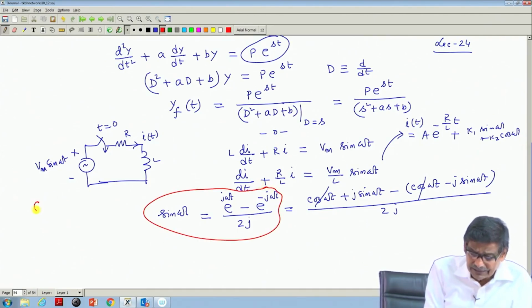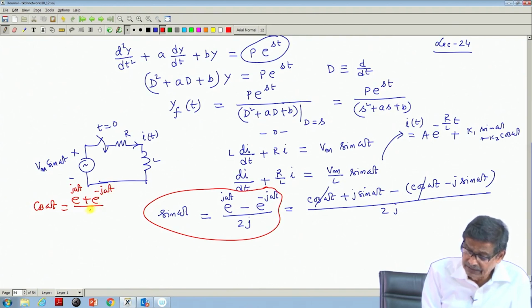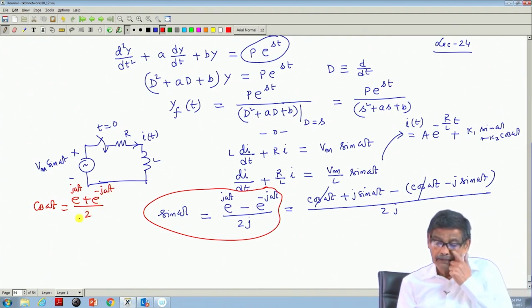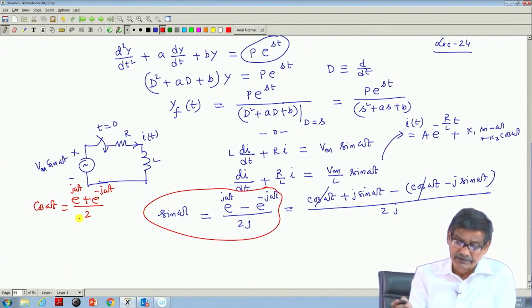Similarly, cos omega t can be written as, whenever necessary you will use that also, e to the power j omega t plus e to the power minus j omega t divided by 2. So, these two relations are very interesting.